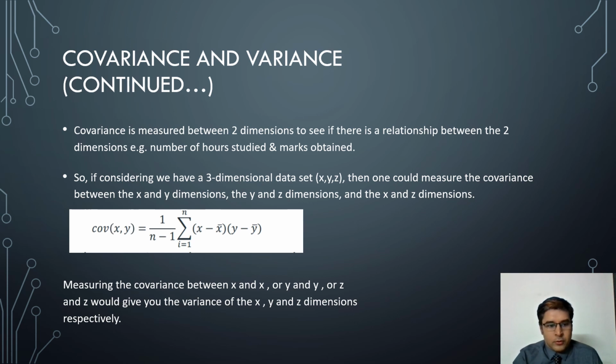The formula for covariance between two dimensions is given as covariance xy is equal to 1 by n minus 1 summation i is equal to 1 to n, x minus x complement into y minus y complement, where measuring the covariance between x and x, or y and y, or z and z would give you the variance of the x, y and z dimensions respectively.